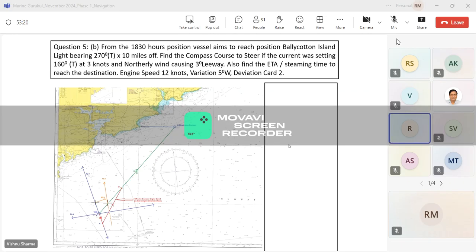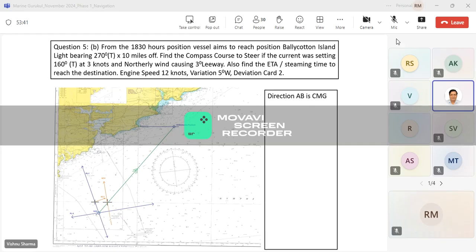Find the compass course to steer from 1830 hours; the ship aims to reach Ballycotton Island bearing 270 at 10 miles. Find the compass course to steer if the current is setting 163 at 3 knots, with a northerly wind. Also find the ETA and steaming time to reach the destination. So you get the CMG, yes or no? Yes, sir, that is correct.